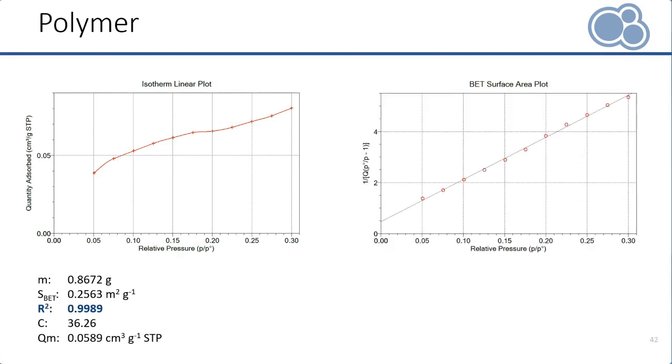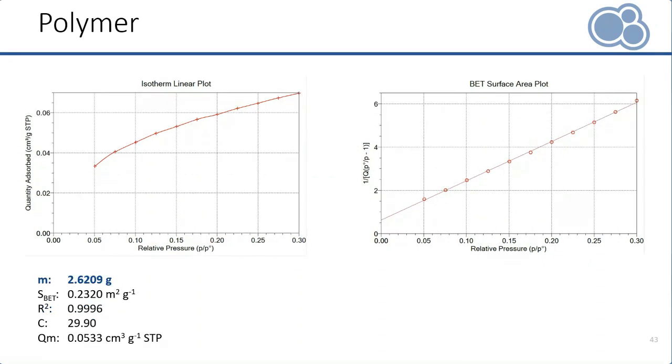The BET plot is also not as nice as seen on the previous examples. This is reflected in the correlation coefficient. The surface area is very low at about 0.25 square meters per gram. I repeated the test with about 3 times the sample mass. This leads to a much nicer isotherm, and the BET plot now looks nicely linear.